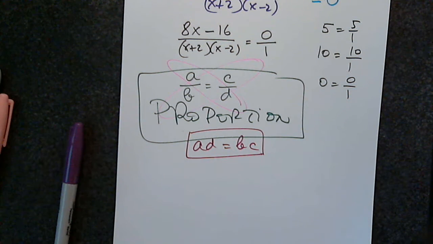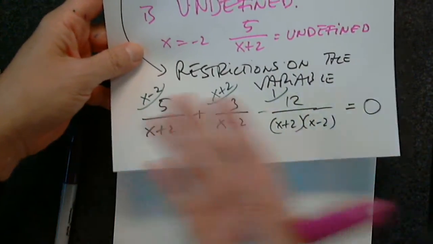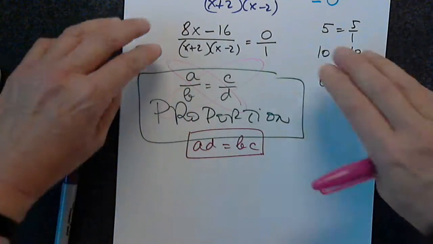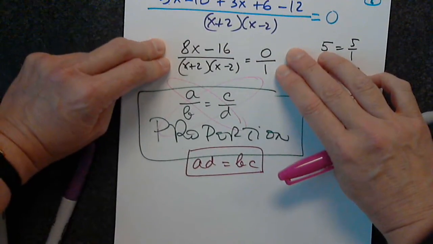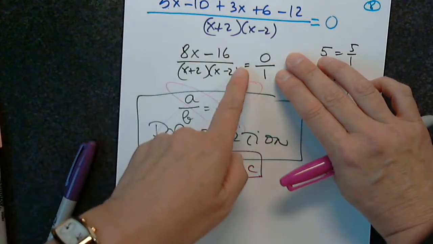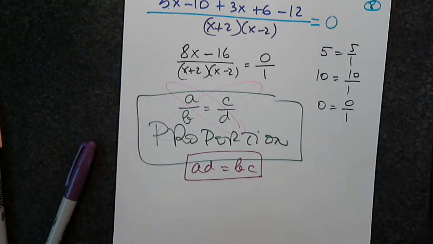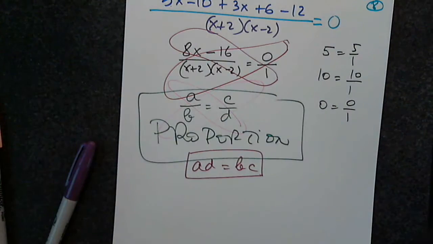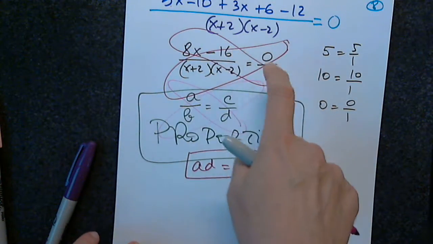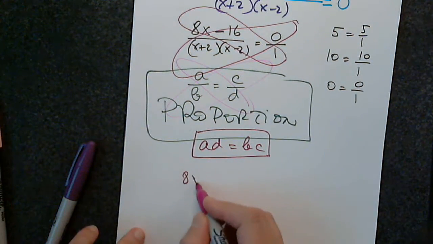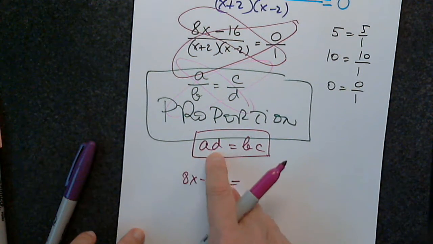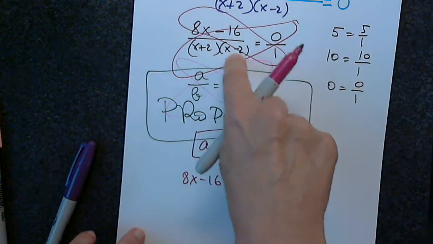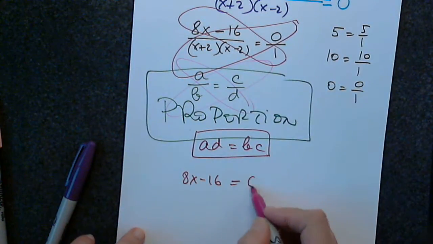Now let's go back to our problem. Did we change this whole thing into a proportion or not? One fraction, equal symbol, one fraction. Now we are allowed to do this. So how much is 8x minus 16 times 1? Equals, so this is this part, equals. How much is this times 0? 0. Excellent.